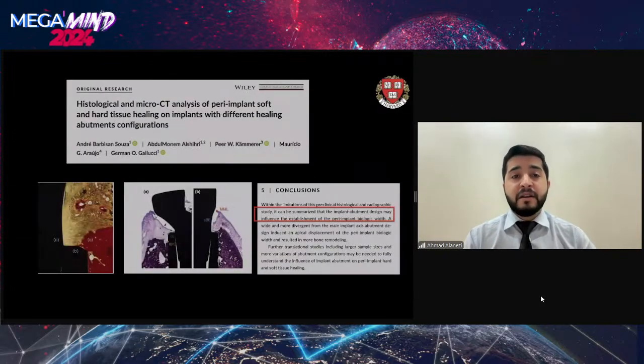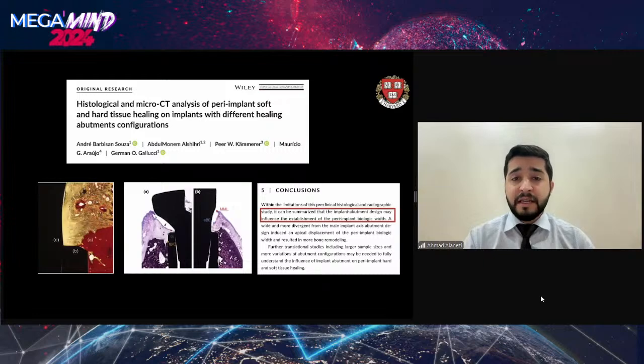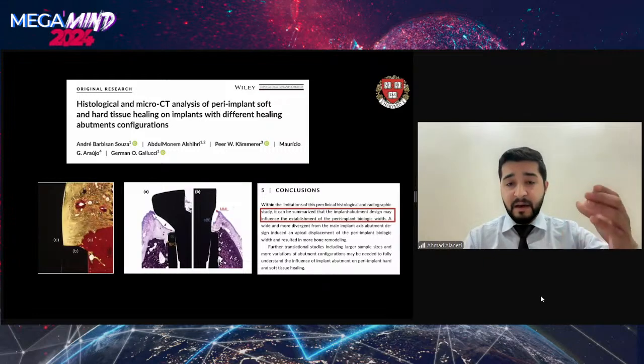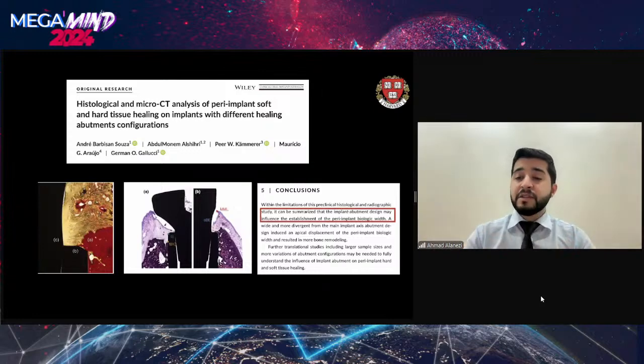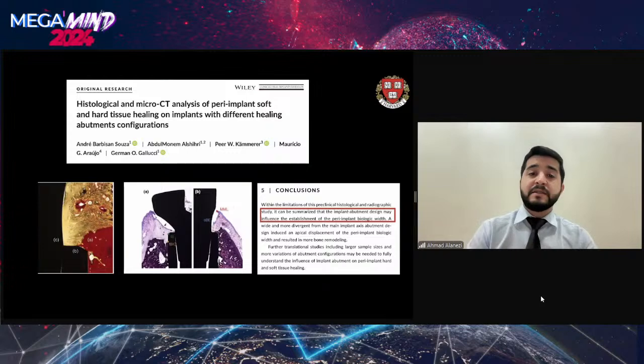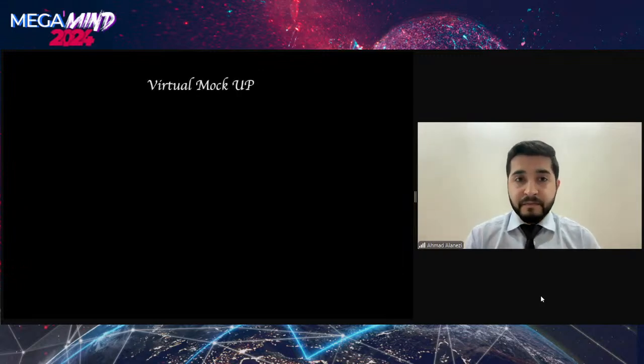And this is another article. It's a histological and micro CT analysis of changing the healing abutment for the implant. And they found out that it influences the marginal bone loss. So if you place the abutment one time, the risk of having bone remodeling around the neck of your implant is much less.